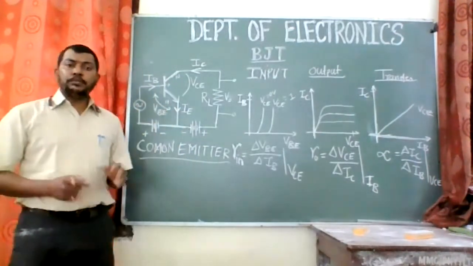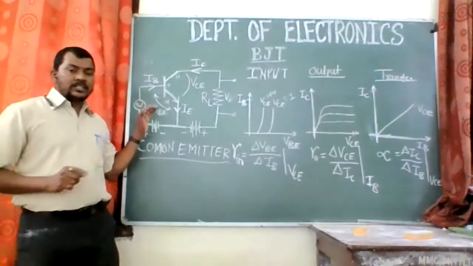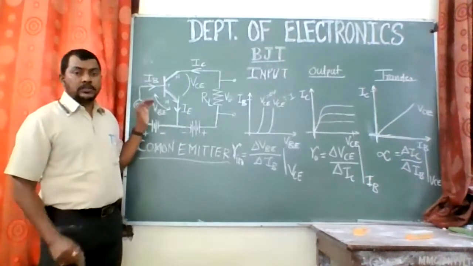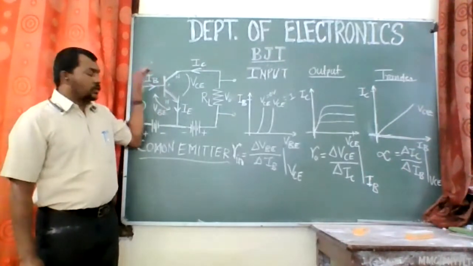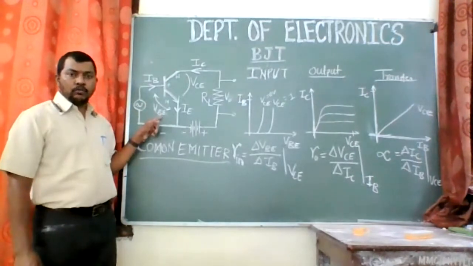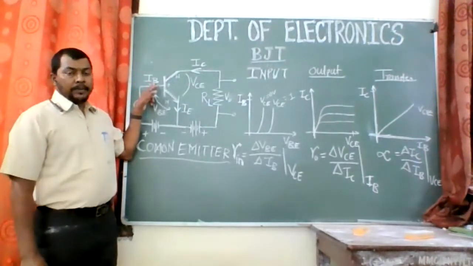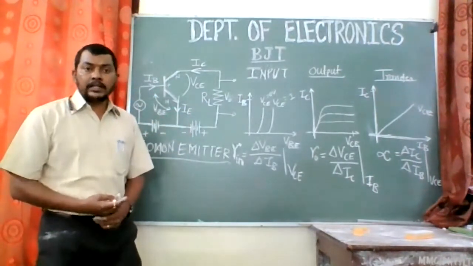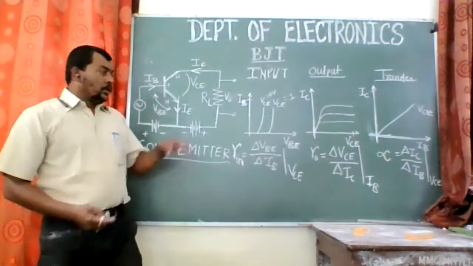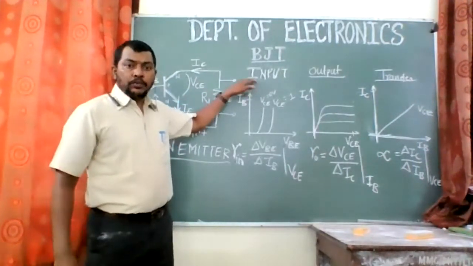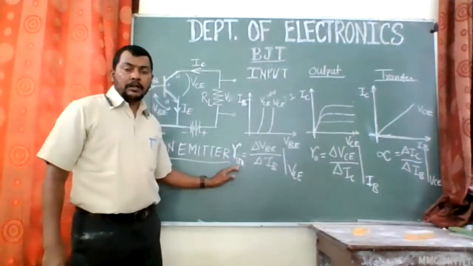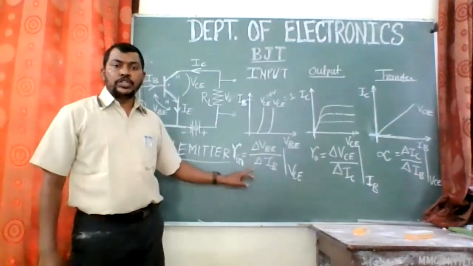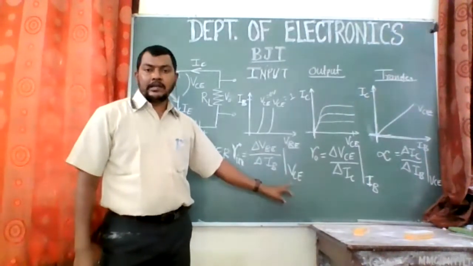The input characteristics are nothing but the input resistance. The input resistance of a common emitter amplifier can be defined as the input voltage upon input current. The input voltage here is the base emitter voltage, and the input current is the base current, at constant collector emitter voltage VCE. So the input resistance is defined as the ratio of change in base emitter voltage to the change in base current at constant collector emitter voltage.